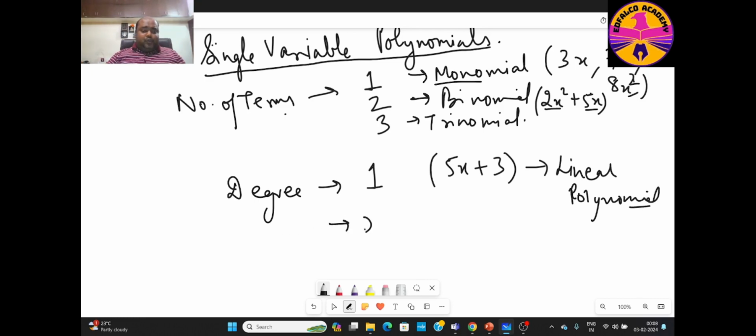And when the degree is 2, what will be the example? It could be anything, something like 2x square plus 5x plus 6, for example. So this can be an expression where we have three terms.